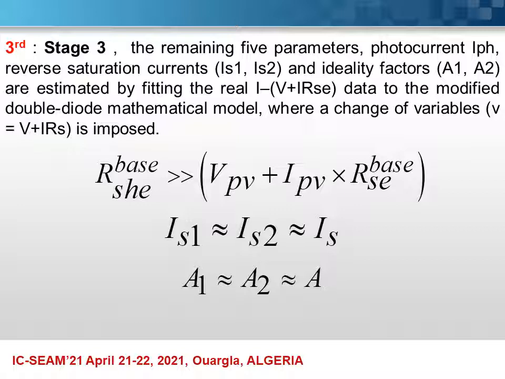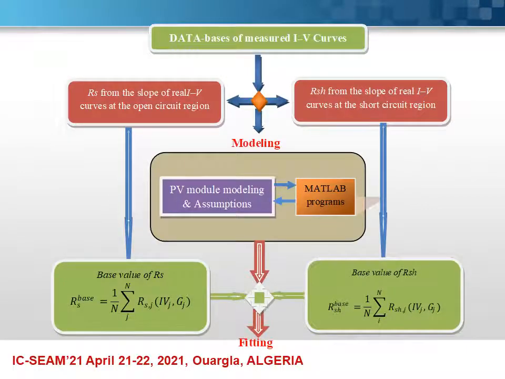Some assumptions are made. The shunt resistance here is bigger than VPV, the voltage, plus IPV, the photovoltaic current, multiplied by series resistance. So the saturation currents are equal for the two diodes, IS1 equals IS2, and both ideality factors are equal, A1 equals A2, for the two diodes.